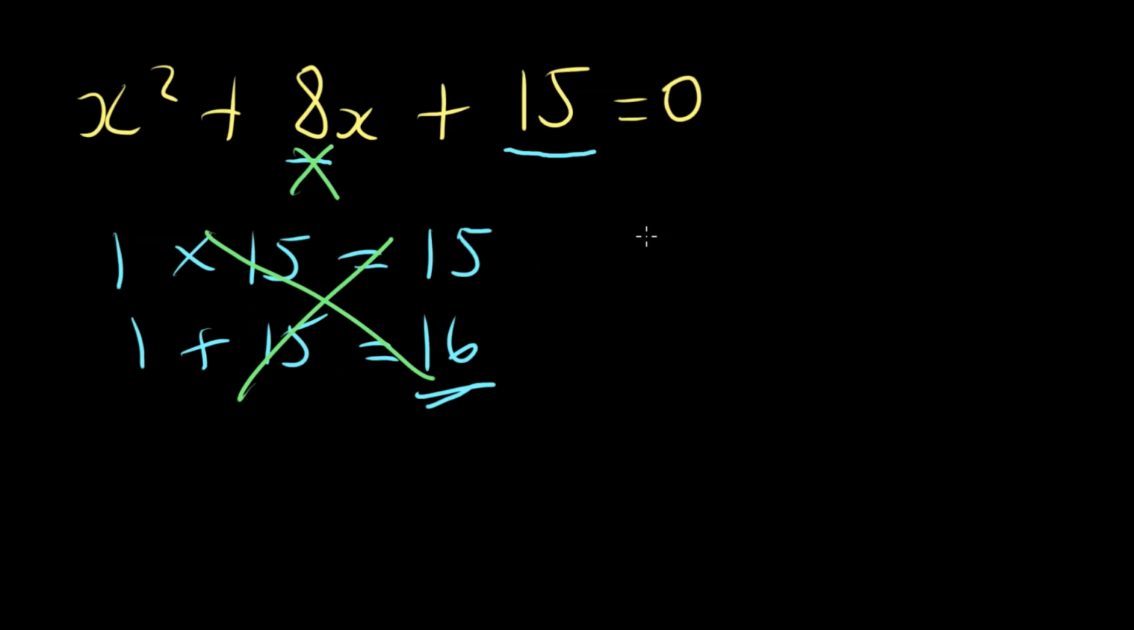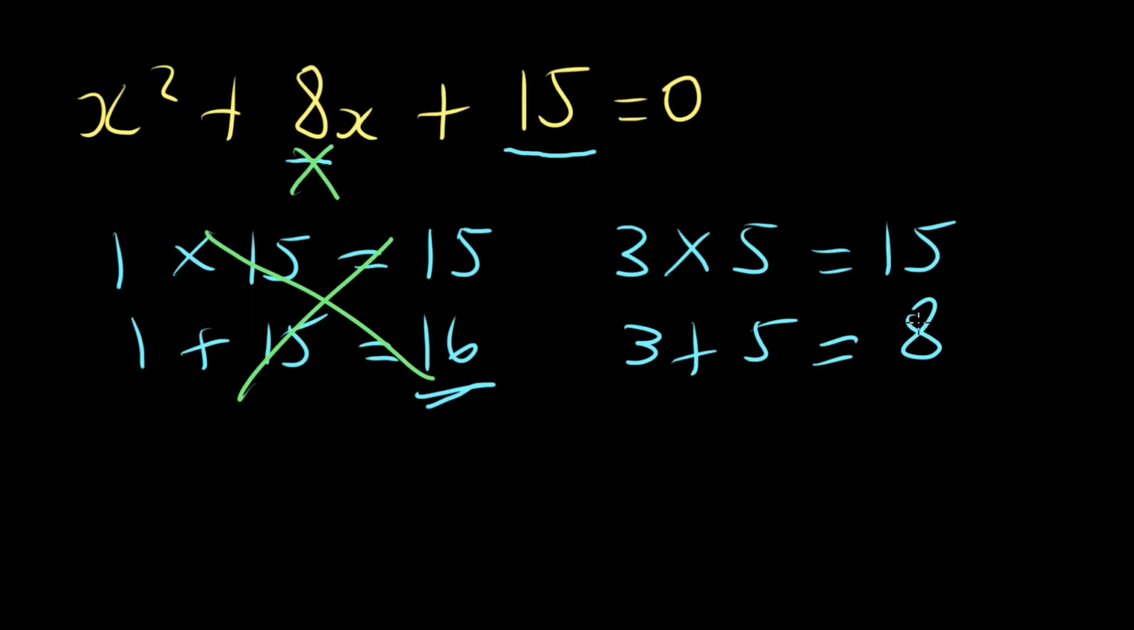Okay, what's two other factors of 15? 3 and 5. 3 times 5 equals 15. 3 plus 5 equals 8. Yeah, that's right. 3 times 5 equals 15. 3 plus 5 equals 8.